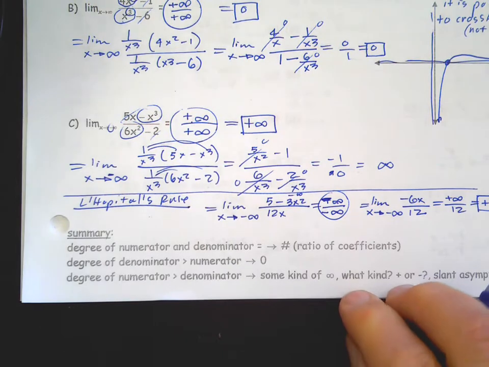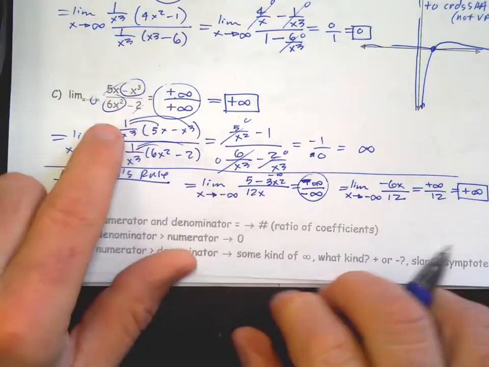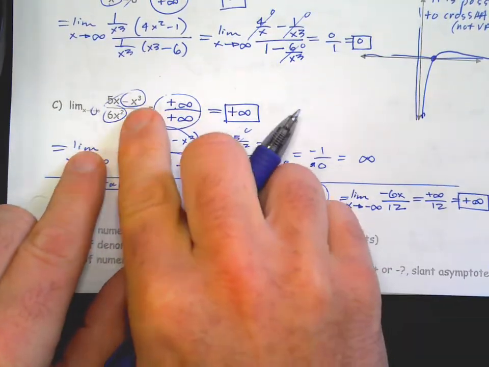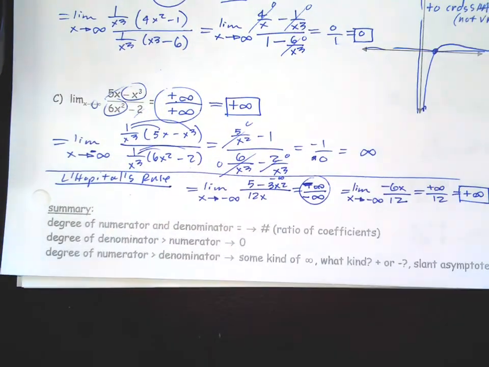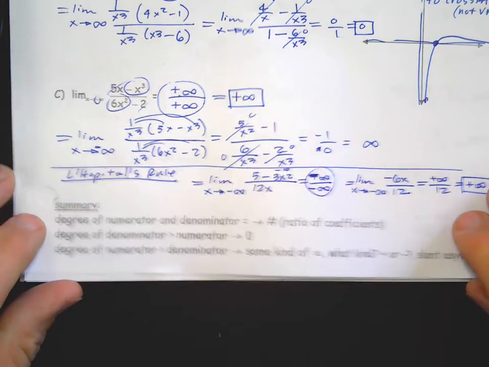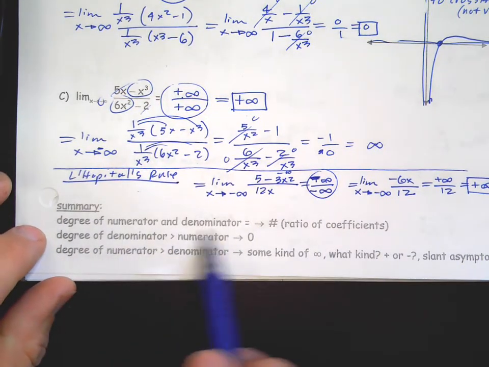But L'Hopital's rule was definitely not quicker, because what we're going to usually do on these problems is we're just going to circle those terms, write the answer. Like, we're not even going to do this work. They're going to be super fast.